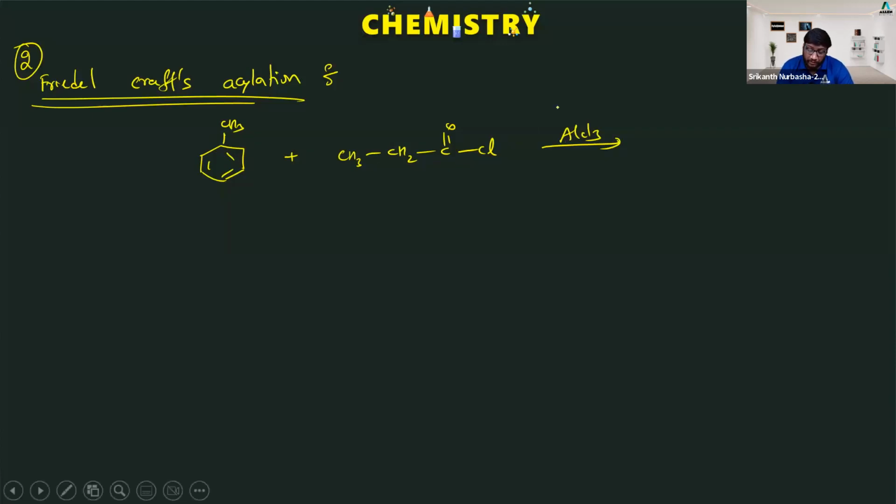What is going to happen? So what is the product? As I have told you, there are two steps. Step 1, generation of electrophile. Step 1 is generation of electrophile.